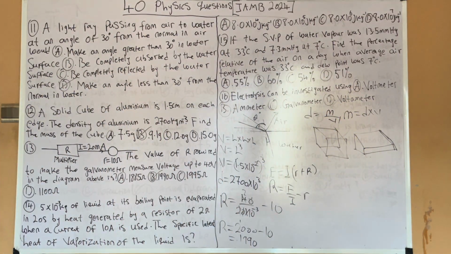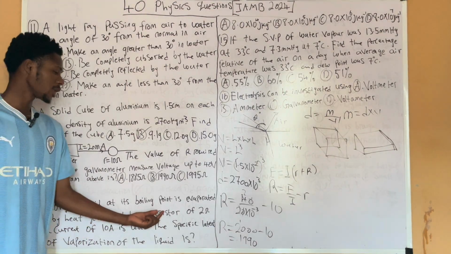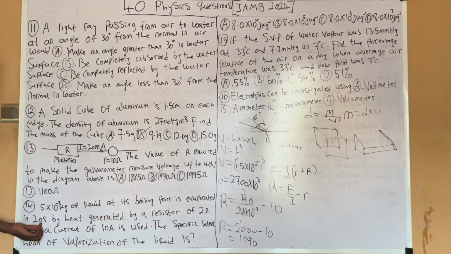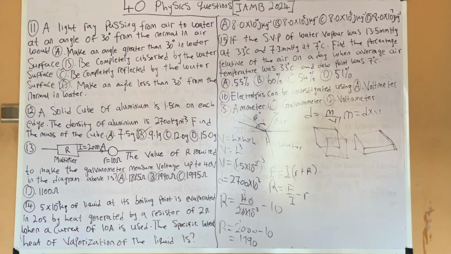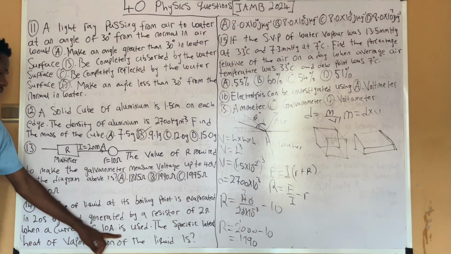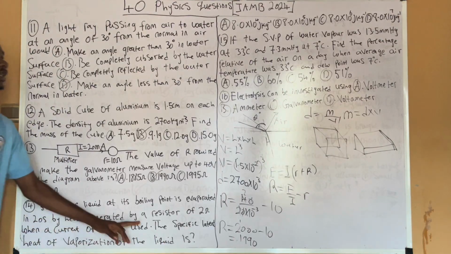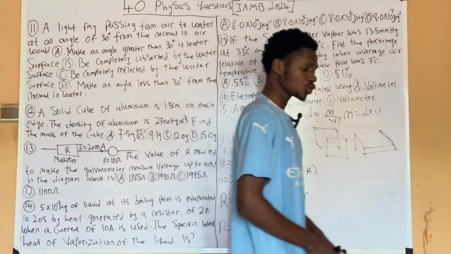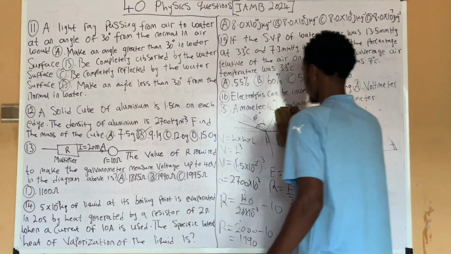Now take a look at question 14. For question 14, what is given? The question says 5 times 10 to the power of minus 3 kilograms of a liquid, at its boiling point, is evaporated in 20 seconds by heat generated by a resistor of 2 ohms when a current of 10 amperes is used. They want us to solve for the specific latent heat of vaporization of that particular liquid.